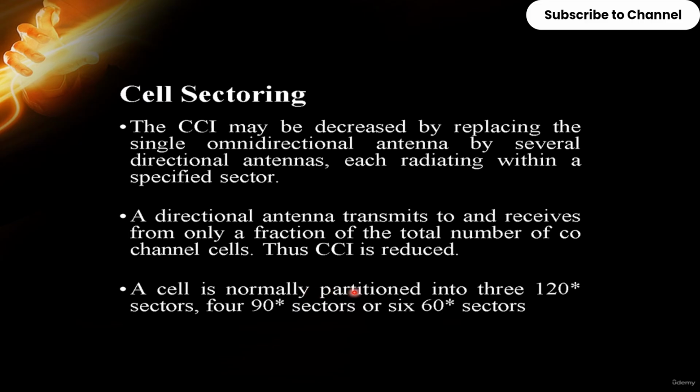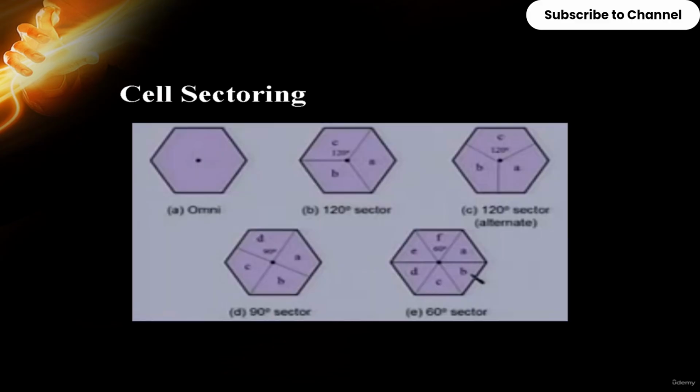A cell is normally partitioned into either three 120-degree sectors, four 90-degree sectors, or six 60-degree sectors. So here we can see the omnidirectional, where only one channel is there, or three 120-degree sectors, or the 90-degree sectors, that is four channels, or six 60-degree sectors. The sectoring is divided according to the necessity of the particular area.